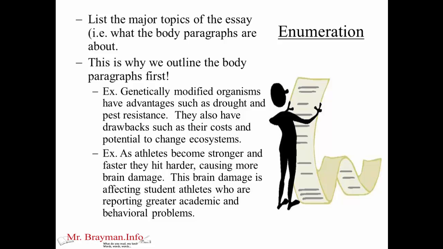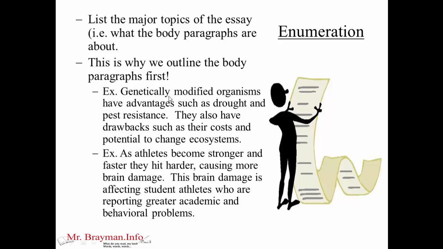It's very difficult to write your theme sentence and almost impossible to write your enumeration without a clear sense of what's in those body paragraphs. So some examples of enumeration statements, right? Genetically modified organisms have advantages such as drought and pest resistance. They also have drawbacks such as their costs and potential to change ecosystems, right?